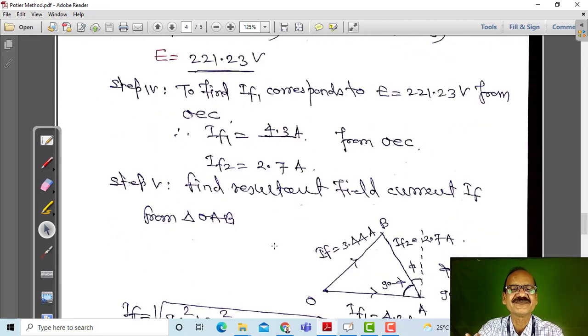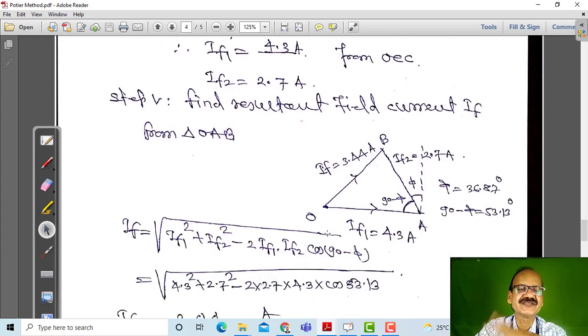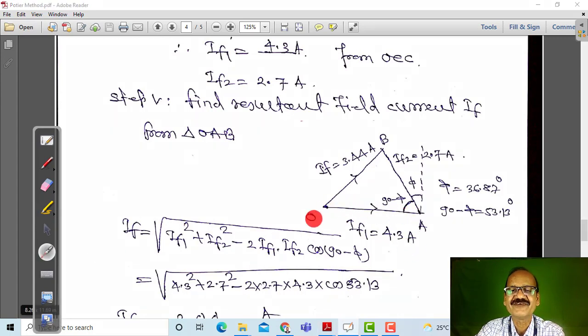Now, similar to the previous method, that is the MMF method, I will not explain this again. Directly let us find out the resultant field current. How to draw this, I will repeat it once again. Draw OA, IF1, as a horizontal, then from point A draw a dotted vertical line, then draw AB equal to IF2, leading the vertical line by an angle phi, then join OB. OB is nothing but the resultant field current, and the angle between IF1 and IF2 is 90 minus phi, which is 53.13 degrees.